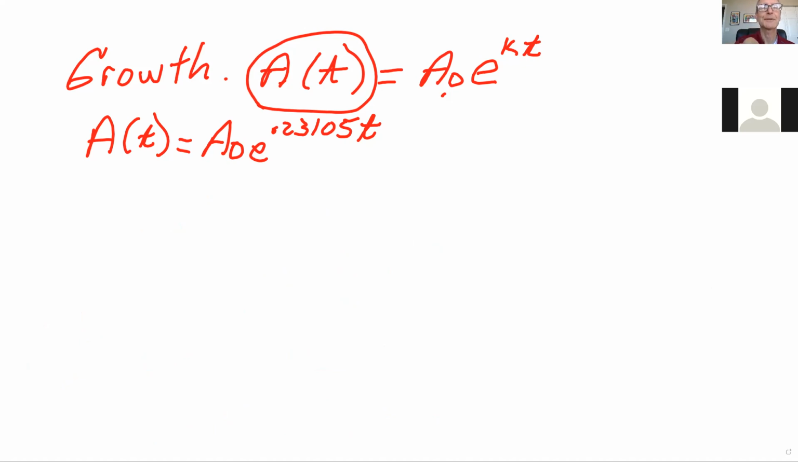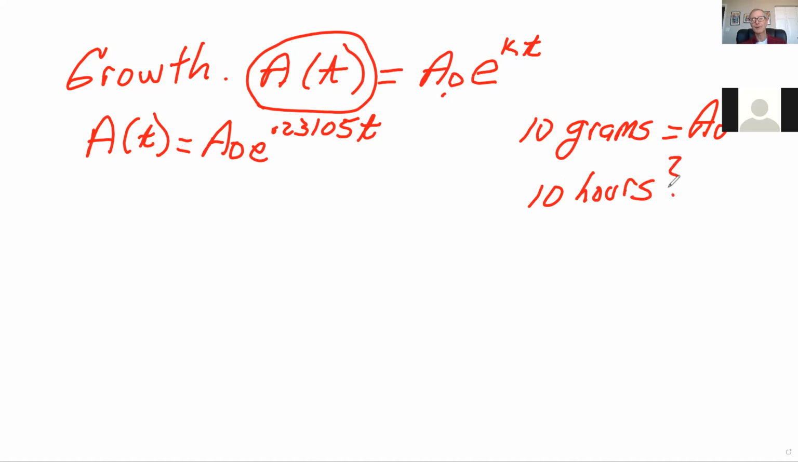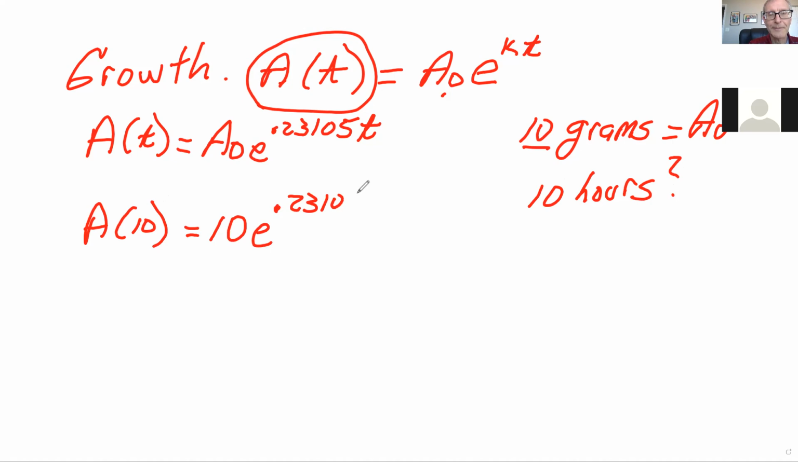So now once we have this equation, say I asked you this question. Say you start with 10 grams. So that would be A0, right? Then how much do you have after 10 hours? So now you put 10 grams in your Petri dish and you let it do its thing, and now it's growing, right? According to this equation. So how do you do this? Well, this would be A of 10 hours, right? And so what's A0? That's our 10 grams. And then it would be E to the 0.23105. And then you plug in 10 in for T.